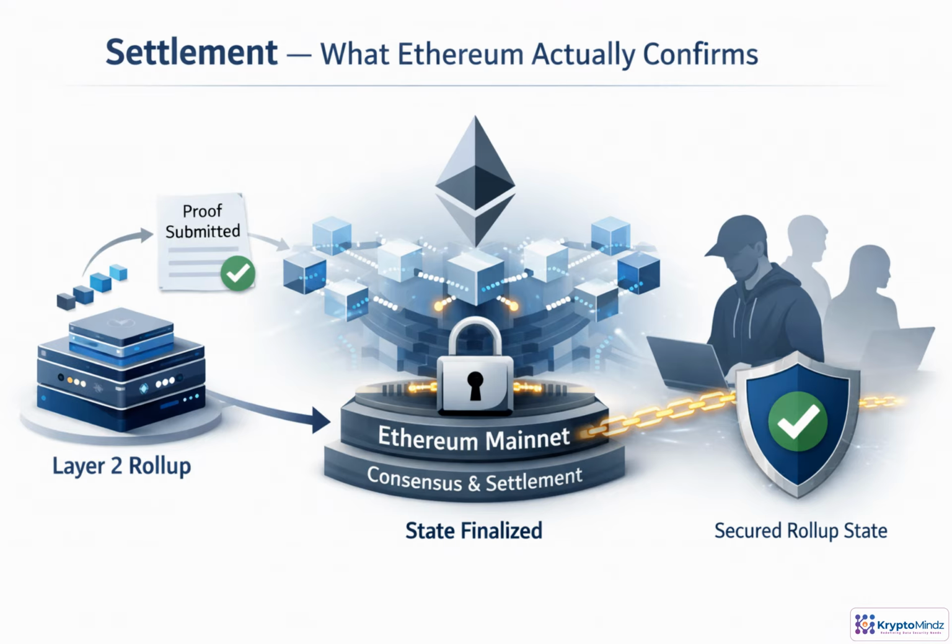Settlement is the moment the rollup's update is accepted by Ethereum under the rules of its rollup contract. For a ZK rollup, that means the submitted proof and state transition have been verified on-chain. Once accepted, the new state root is anchored to Ethereum consensus. This is why users can treat Ethereum as the final source of truth for the rollup.